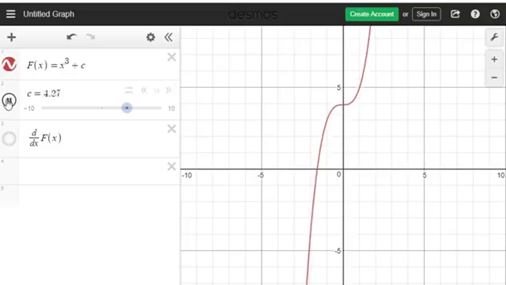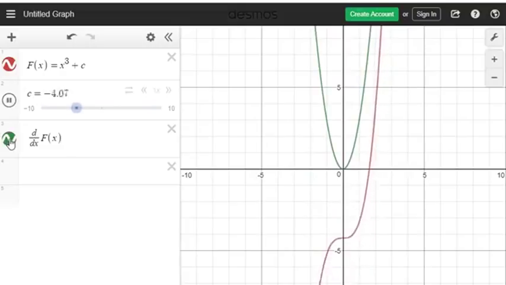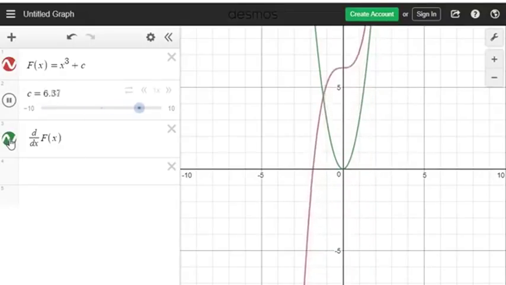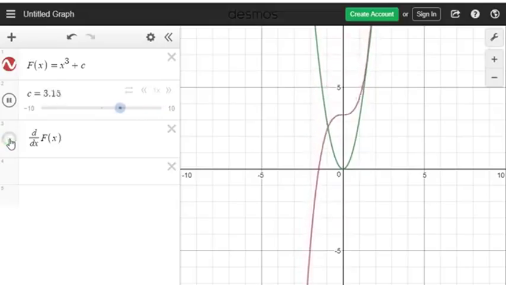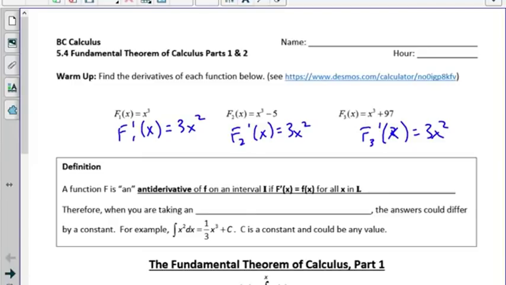It doesn't really matter what I make x cubed plus some constant, my derivative is always 3x squared. So it doesn't really matter what the constant is in that case. So we're going to define what an antiderivative is. A function capital F is an antiderivative of f on an interval I if F prime is equal to little f for all x in that interval.